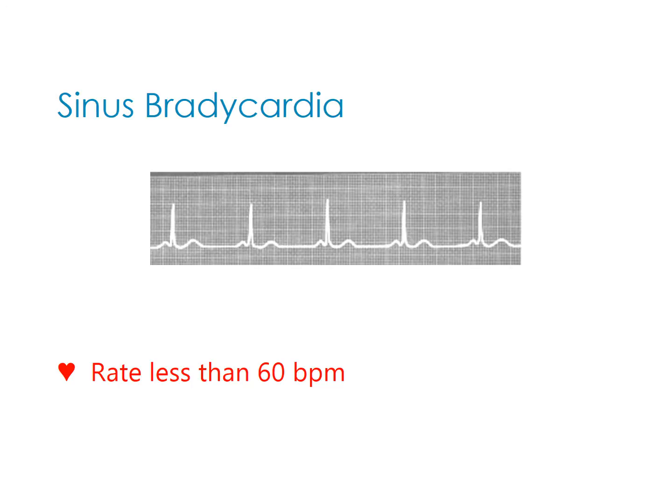So if this was a 6-second strip, you would count every one of those QRS complexes. So that's 1, 2, 3, 4, 5. Okay, 5 times 10 would be 50. Okay, so that is just an estimate, but it looks like on this strip, this person has sinus bradycardia at 50 beats per minute.